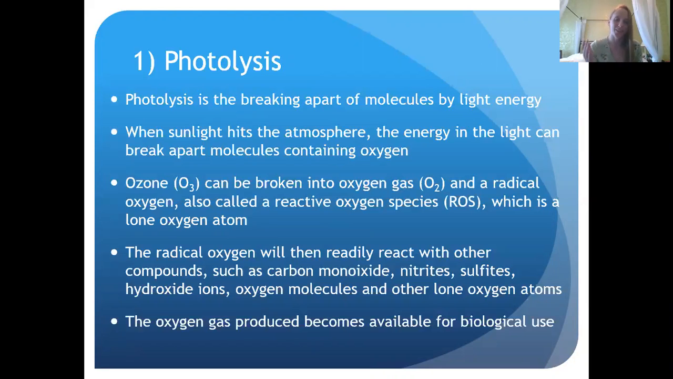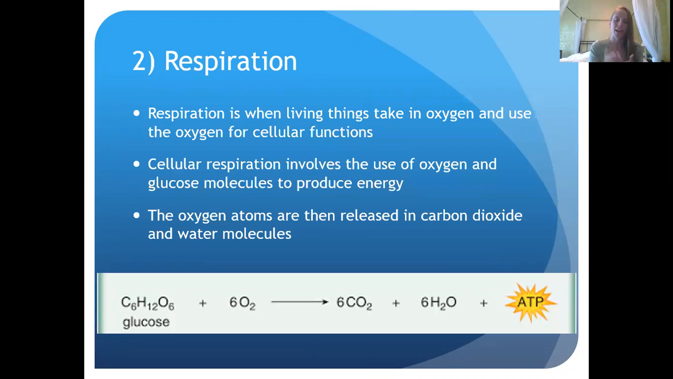It will react with either another radical oxygen or with nitrogen or something else that's in the air. The oxygen gas that is produced is then available for biological use. That's like the oxygen that's floating around in our atmosphere that we're breathing in. So that leads us to respiration, where living things take in oxygen to use for cellular functions.